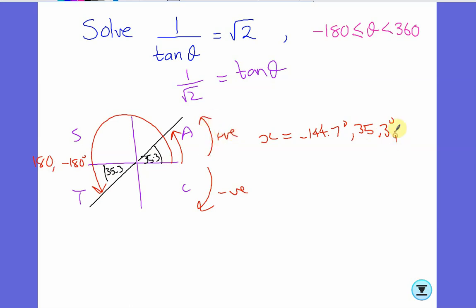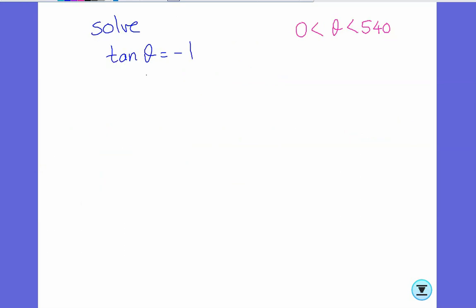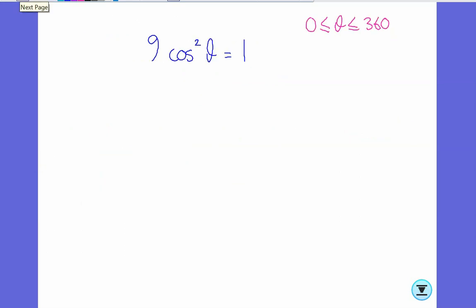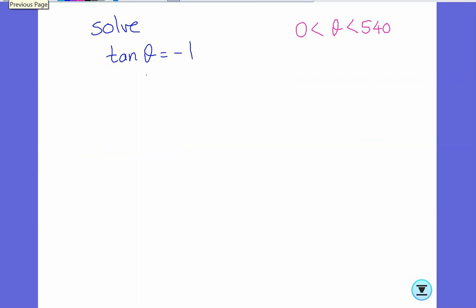What's that? That's 215. Keep going round to 360. There are no more stoppages, no more hits along the way. So, how many more have I got? Oh, I've got a couple more, so that's good. Right, so let's do this one as well.